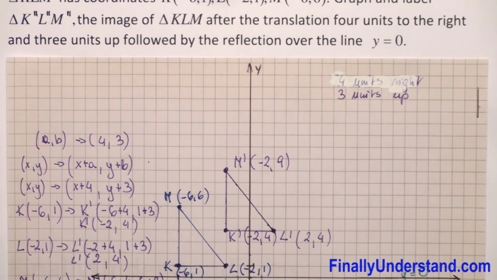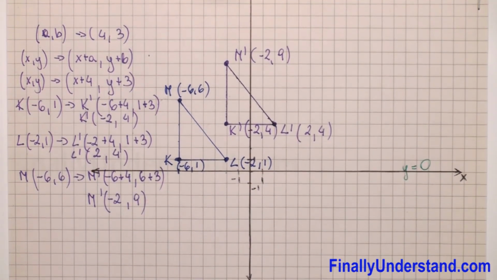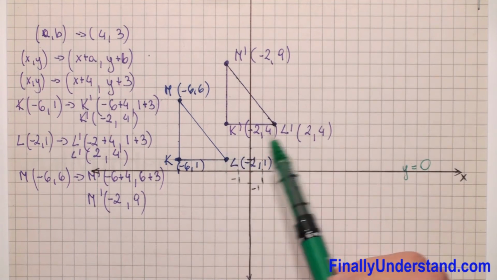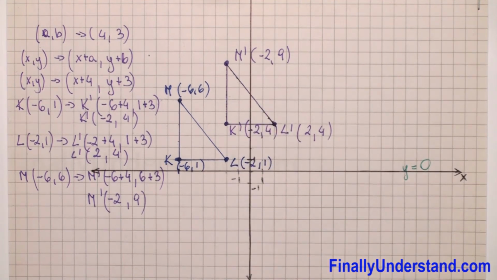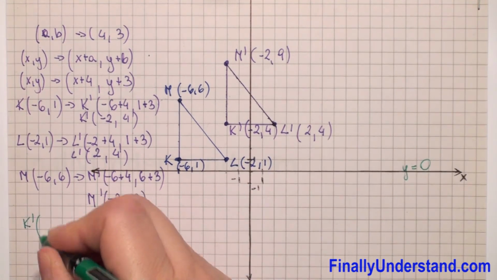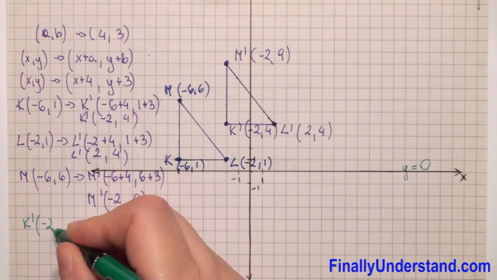figure. When we have reflection over line y equals 0, what do we have to change? We have to multiply the y coordinate by -1. The x coordinate stays the same. We have to take these three characteristic points and find the reflection of these three points and connect them. So let me write this. We have first point K prime, which has coordinates -2, 4.